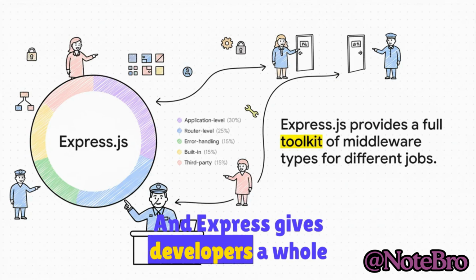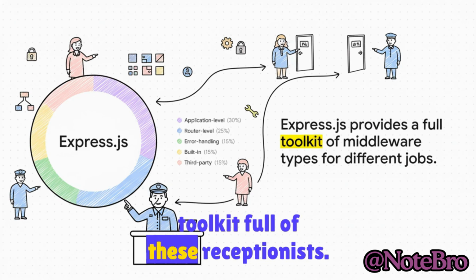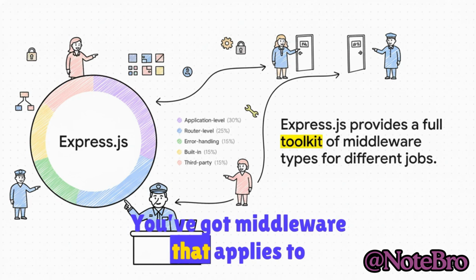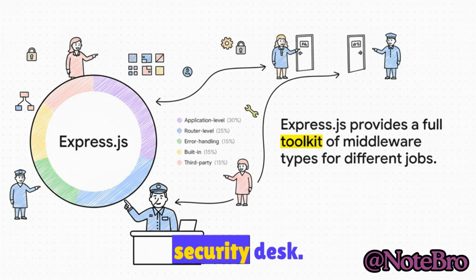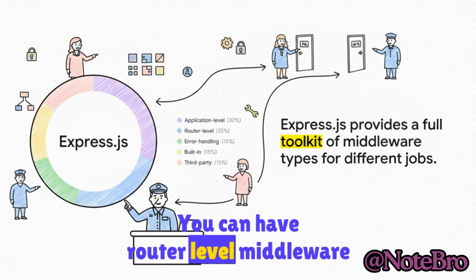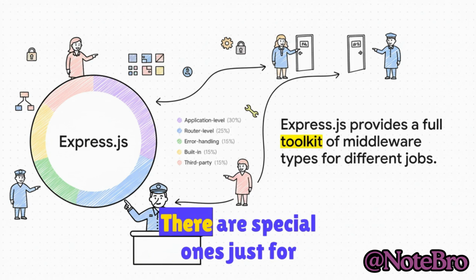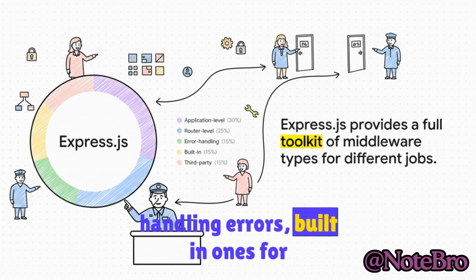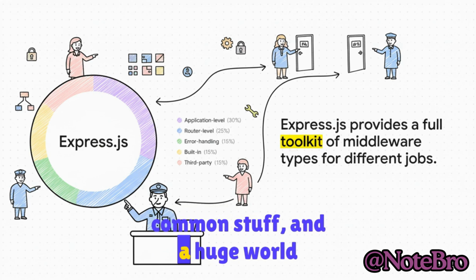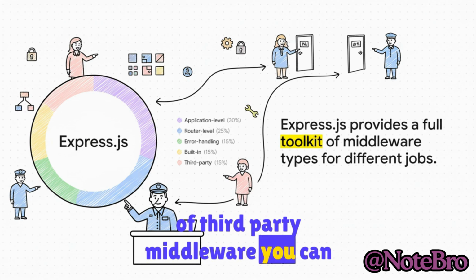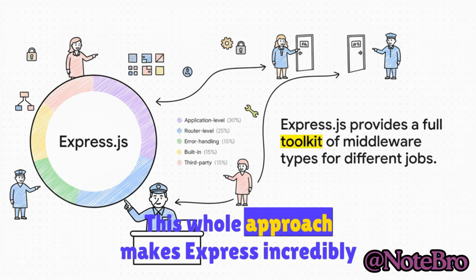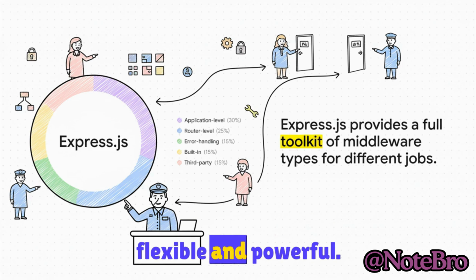And Express gives developers a whole toolkit full of these receptionists. You've got middleware that applies to the entire app, like a main security desk. You can have router-level middleware for specific departments. There are special ones just for handling errors, built-in ones for common stuff, and a huge world of third-party middleware you can just plug in. This whole approach makes Express incredibly flexible and powerful.